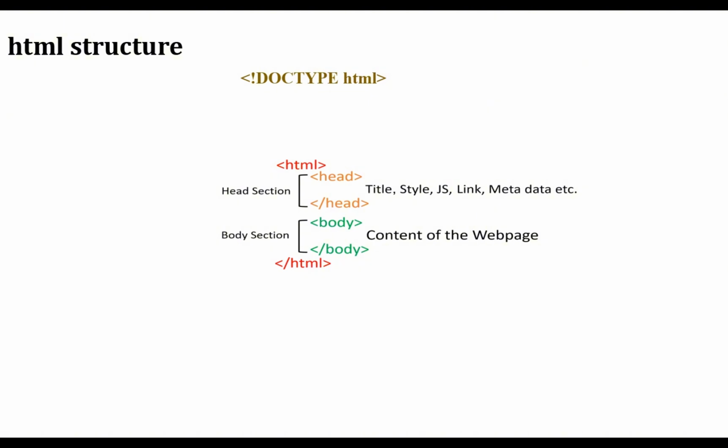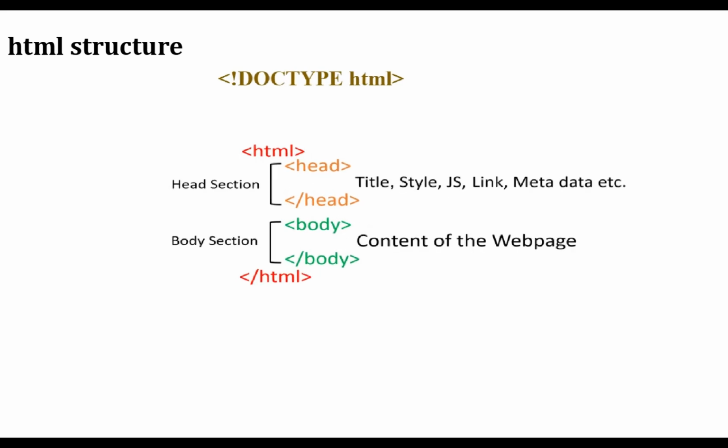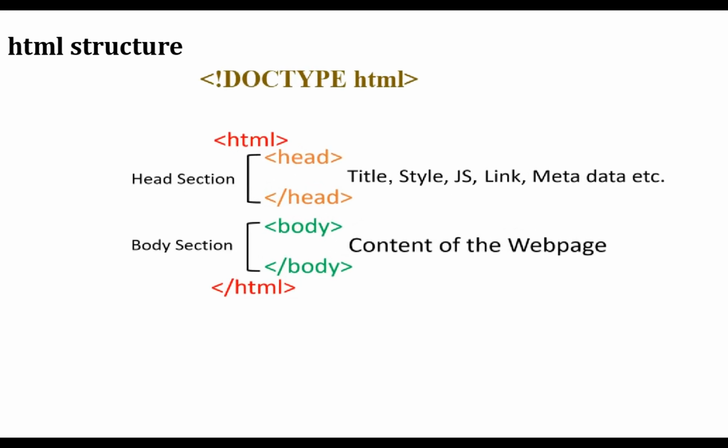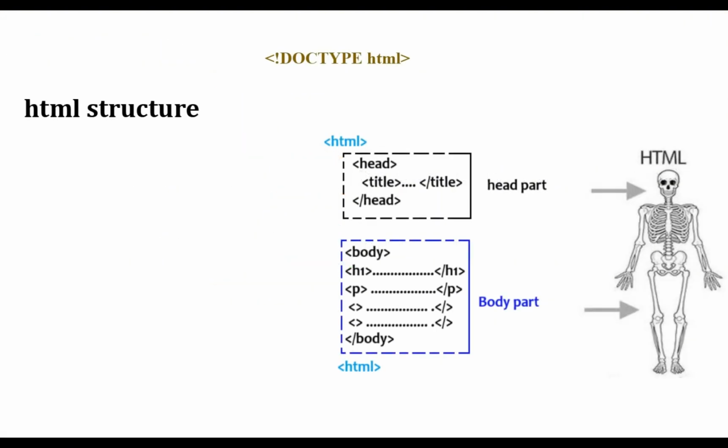The very first one is the doc type. Doc type is the specification of HTML that tells how to interpret the document. And obviously the basic structure has two parts. One is the head section, another one is the body section. Let's dive deeper.